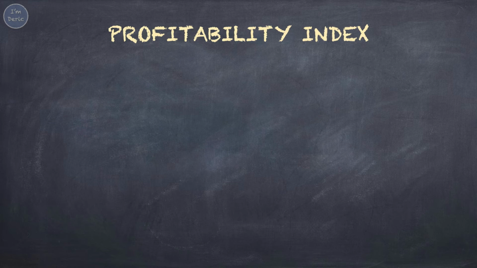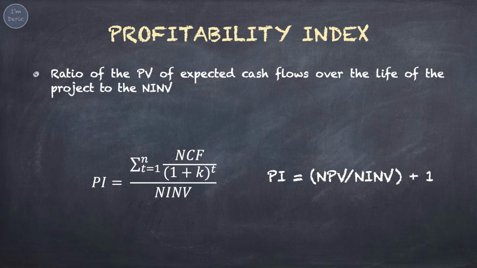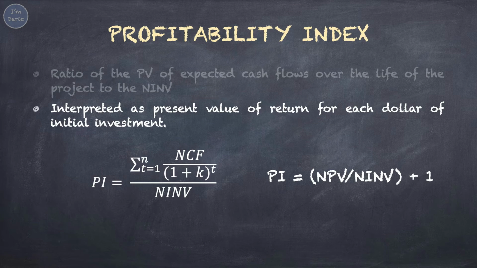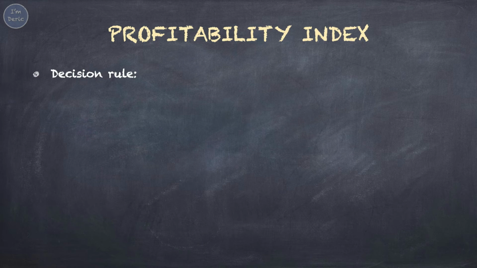Next, Profitability Index, or PI. Profitability Index is defined as the ratio of the PV of expected cash flows over the life of the project to the net investment, represented as NINV, where NINV is CF0. It can be interpreted as the present value of return for each dollar of the initial investment. The decision rule for the Profitability Index is as follows. If the Profitability Index is greater than or equal to 1, we'll accept the project. If the Profitability Index is less than 1, we'll reject the project.